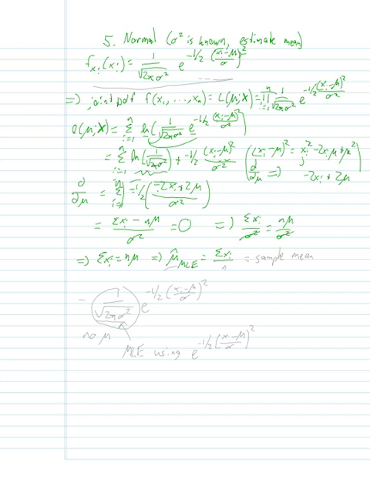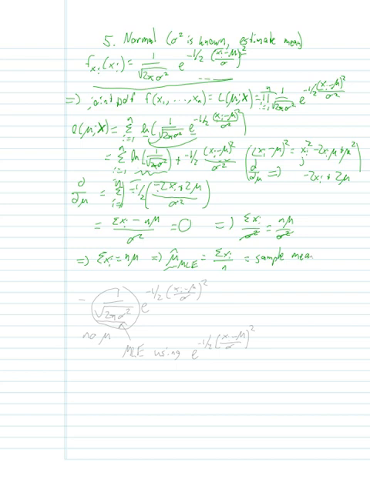Now, 2 takeaways. 1, once again, mu is the mean of the normal distribution, so it makes a ton of sense that the maximum likelihood estimation for mu is going to be equal to the sample mean.